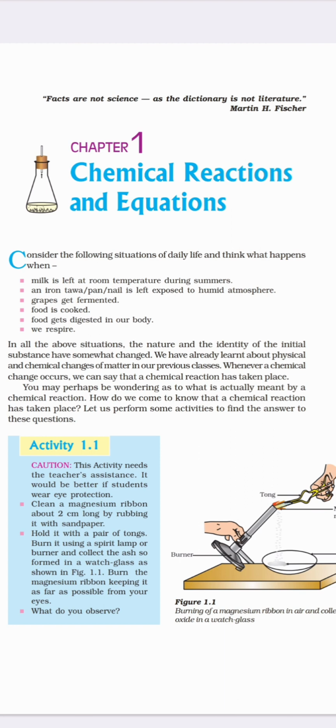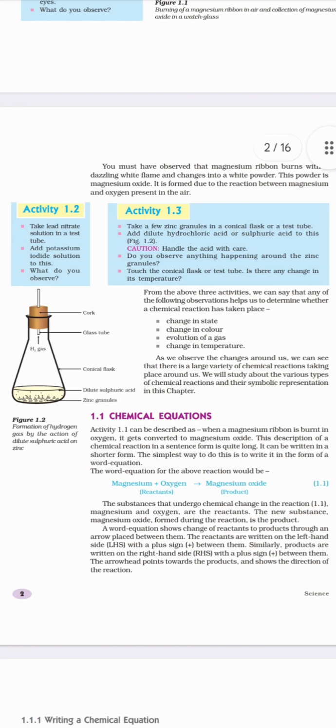What we have seen is that the magnesium ribbon burns with a white flame and changes into a white powder, that is ashes. This powder is magnesium oxide. Now the reaction is Mg plus O2 gives MgO, that is magnesium oxide. How to write a balanced equation and how to write chemical formulas, you might have studied in class 9 chemistry.